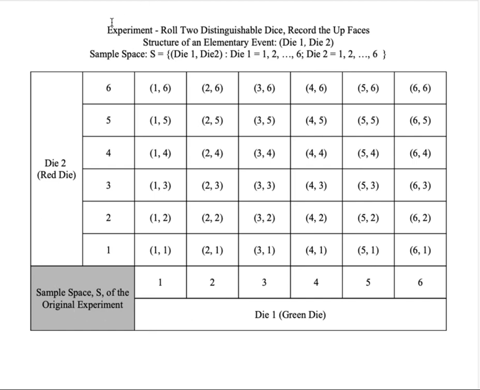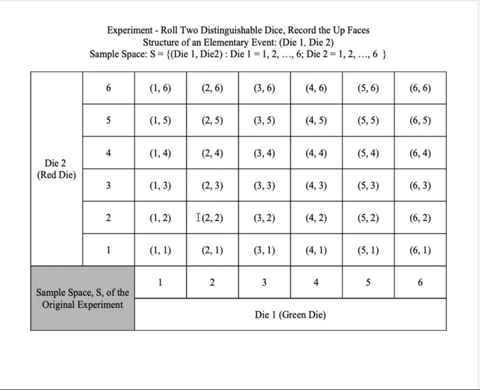But here, this is the experiment of rolling two distinguishable fair dice and recording the faces. And we have the structure of an elementary event, die 1 and die 2, as we said. And so the sample space consists of the 36 elementary events that are in the body of the table. So I've got the outcome of die 1, say the green die, down here, ranging 1 through 6. The outcome of the red die, die 2, again ranging from 1 through 6. And that generates a table with 36 cells. Each cell contains an elementary event for the original experiment.